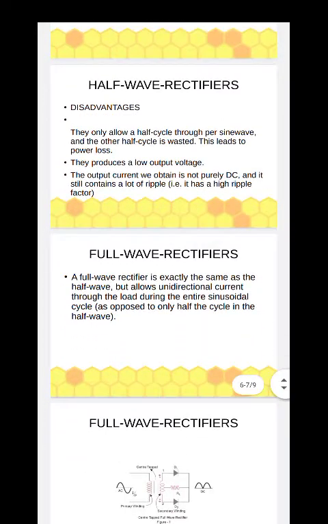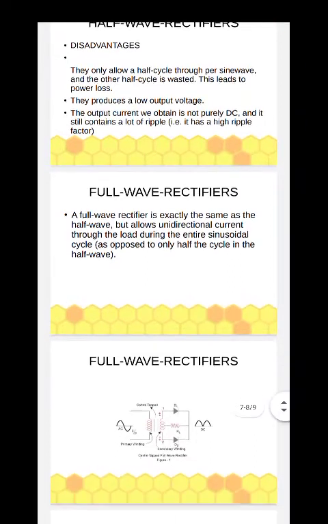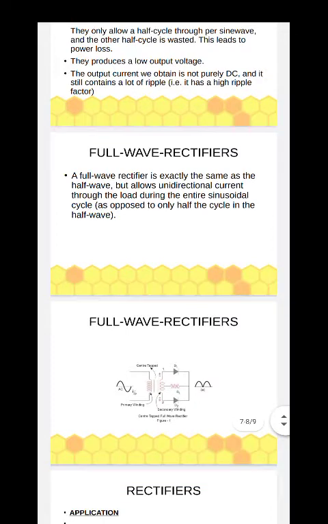Next we see the full-wave rectifiers. The full-wave rectifier is similar to the half-wave, but it gives unidirectional current through the load during the entire sinusoidal cycle, as opposed to only half the cycle in the half-wave. The half-wave only gives an output of half a cycle, but the full-wave gives a full sinusoidal wave.